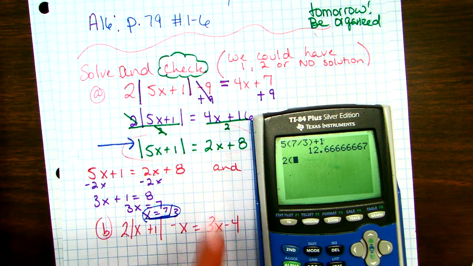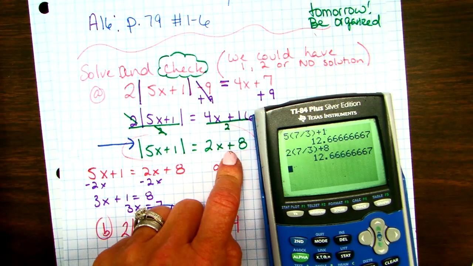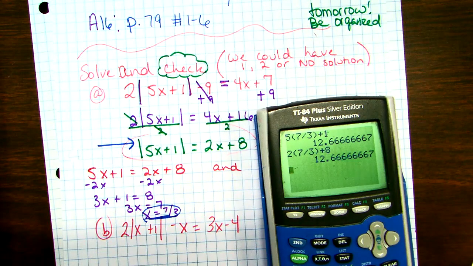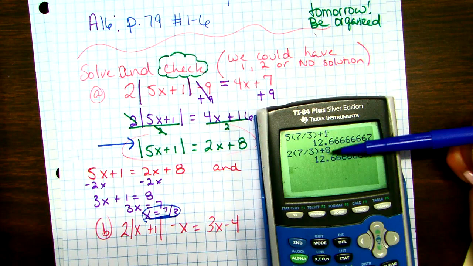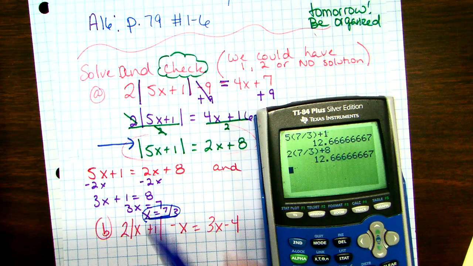Then 2 times 7/3 plus 8. So I'm plugging into the right-hand side of the equation. Say it again. 7 divided by 3. Yep, just the division symbol. So guys, look, that's the left-hand side. That's the right-hand side. Does the left-hand side equal the right-hand side? Yeah, this one's good. That's a good answer. We keep it. You don't even have to write it down.